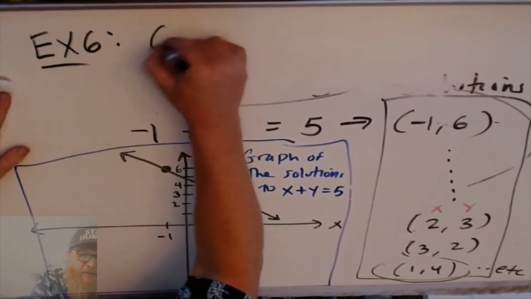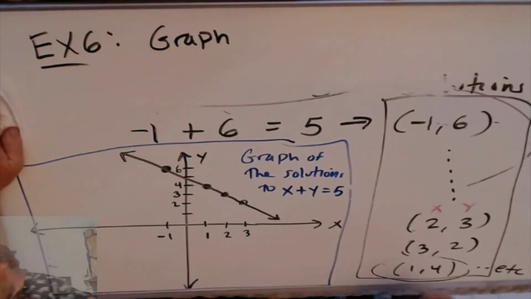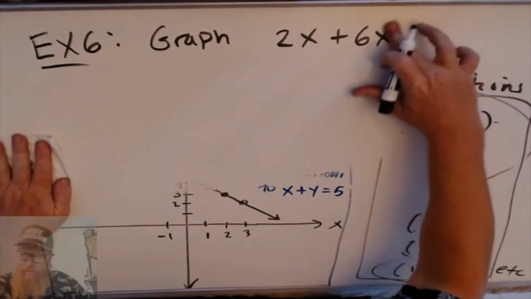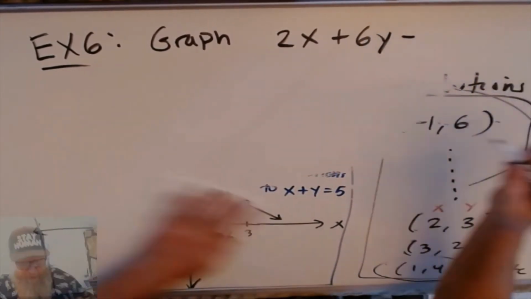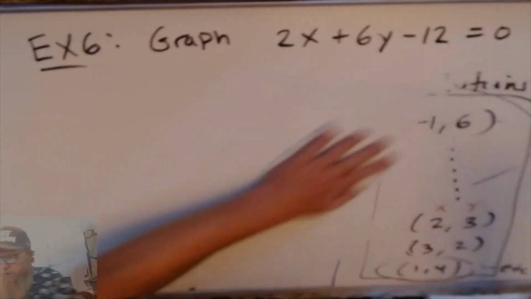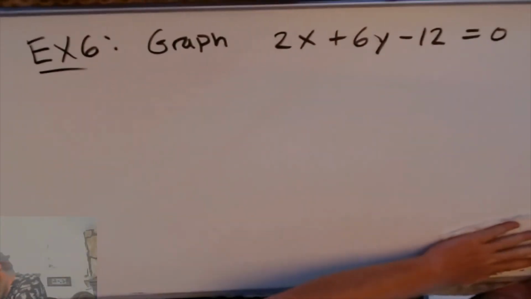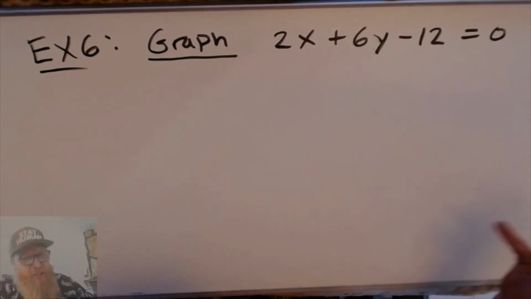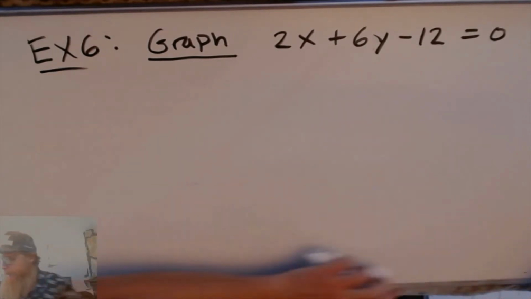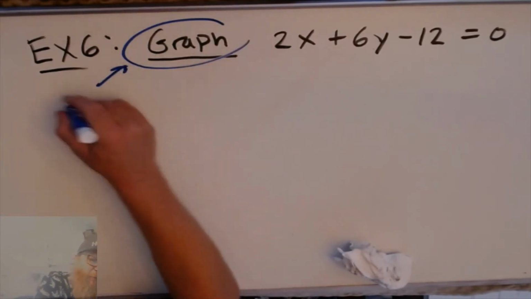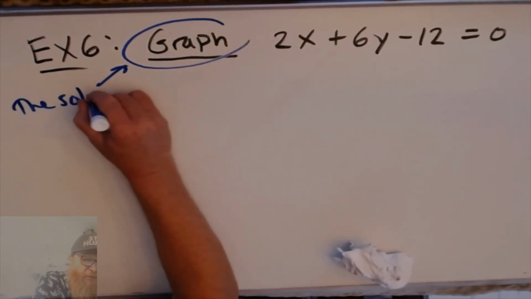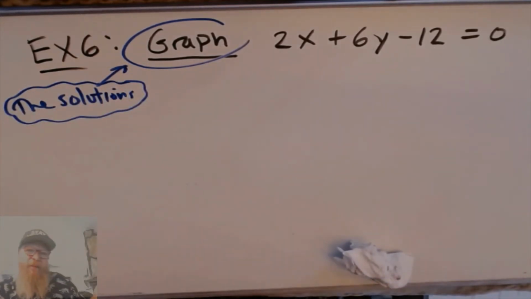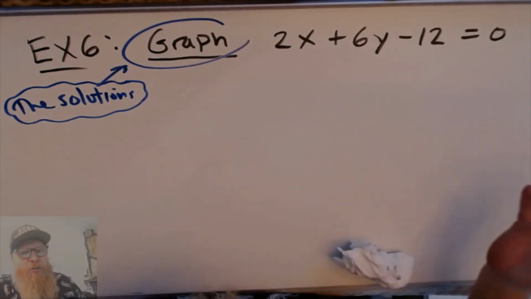Example 6. Graph 2x plus 6y minus 12 equals 0. Now, by the way, I often will just say graph when I really mean graph the solutions. That's really what we mean. We often just say the word graph when we actually mean the solutions. I mean, you wouldn't graph something that was not a solution, right? You're only graphing something that actually satisfies the equation.